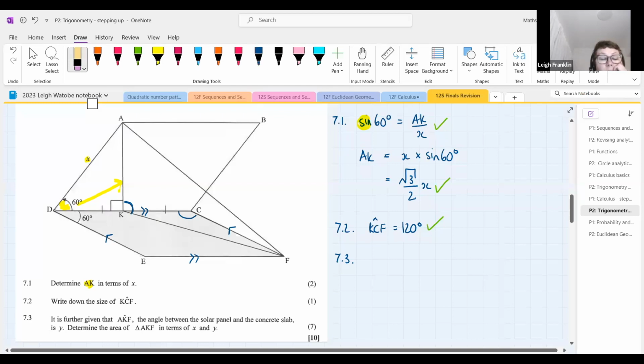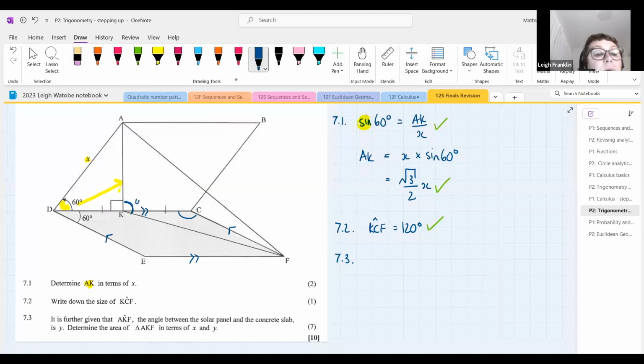The angle between the solar panel and the concrete slab is Y. Determine the area of triangle AKF in terms of X and Y. All right, so they've told us that angle AKF, the angle between the solar panel and the concrete slab, is Y. They want us to determine the area of AKF in terms of X and Y.